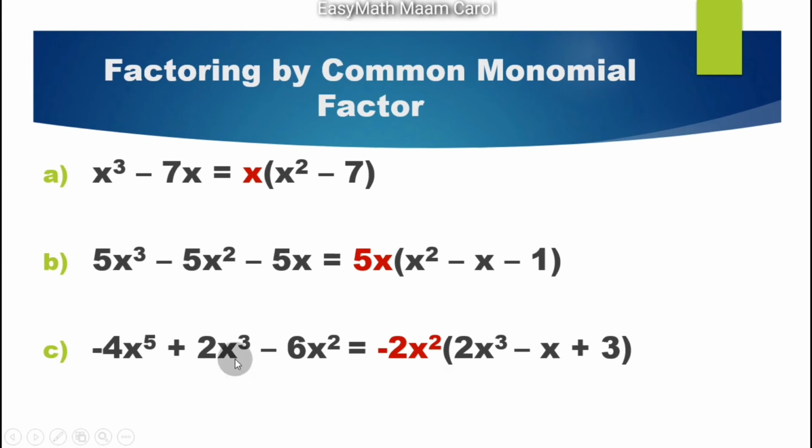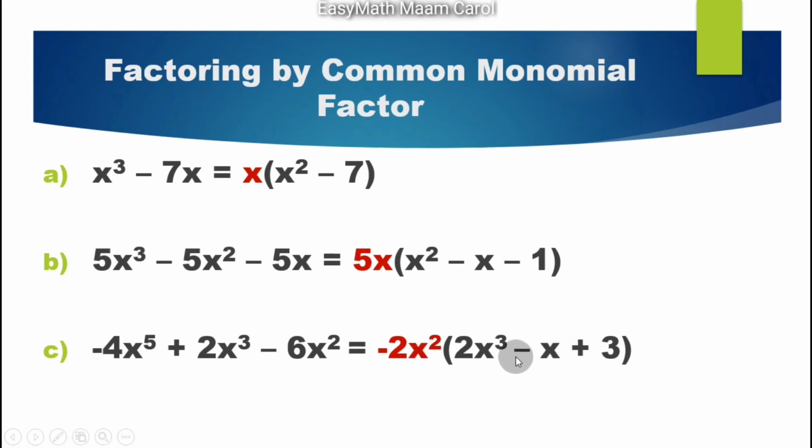So if we are going to divide each one, negative 4x to the fifth divided by negative, again, negative divided by negative is positive. So there's no more negative sign here. So 4 divided by 2 is 2, and then x to the fifth divided by x squared is x cubed. And then here, positive divided by negative is negative. That's why we have minus here. So 2 divided by 2 is 1. So there's no more numerical coefficient. And then x cubed divided by x squared is x.